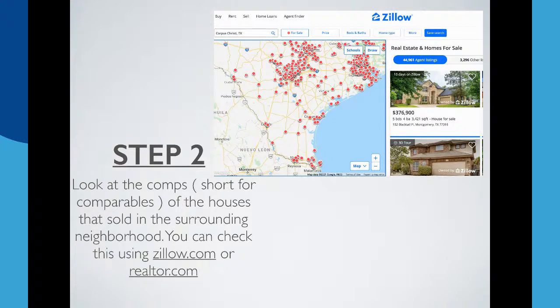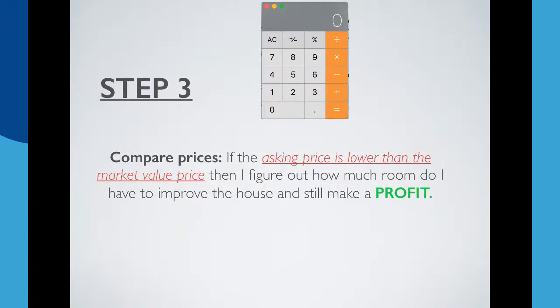So that's step 2. Step 3, you now use your calculator. You compare prices. If the asking price is lower than the market value, then I figure out how much room I have to improve the house and still make a profit. We're going to go into the numbers in a little bit. Where does the market value price come from? It comes from the county tax records plus the comparables in the area. If those two are pretty close, that's your market value. If not, you can average those two numbers.